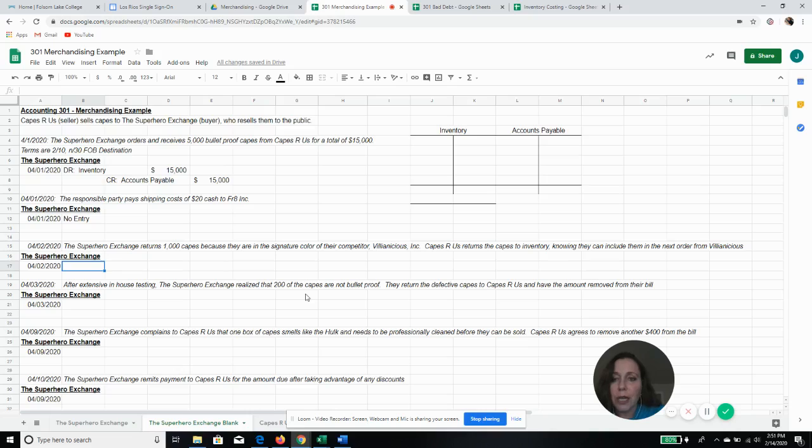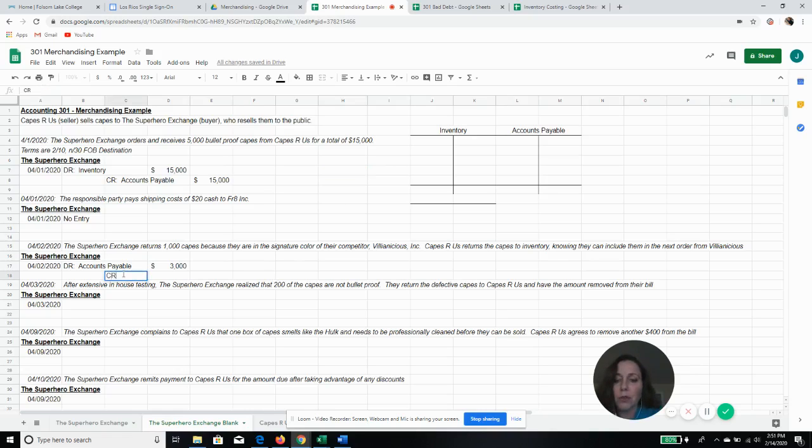So if we are returning 1,000 capes, then we're going to debit accounts payable. Certainly not going to pay for what we return. And the amount is going to be $3,000. How do I know that? We bought 5,000 capes for $15,000. So if I do 15,000 divided by 5,000 capes, I get $3 a cape. So if we've returned 1,000 capes, we know we are returning $3,000 worth of capes.